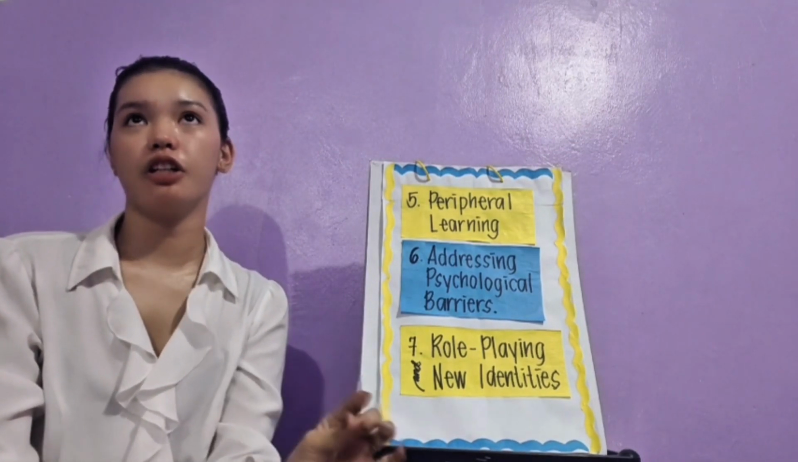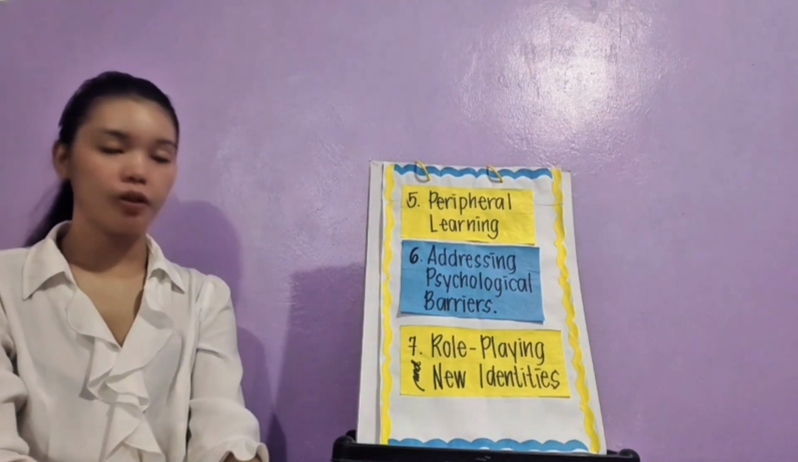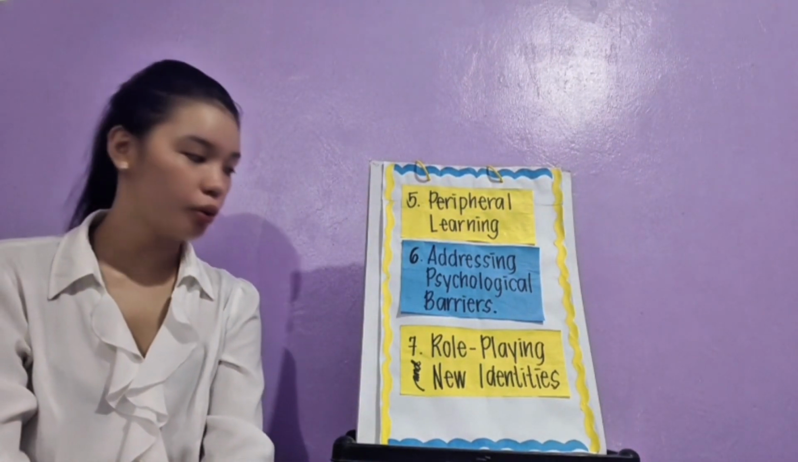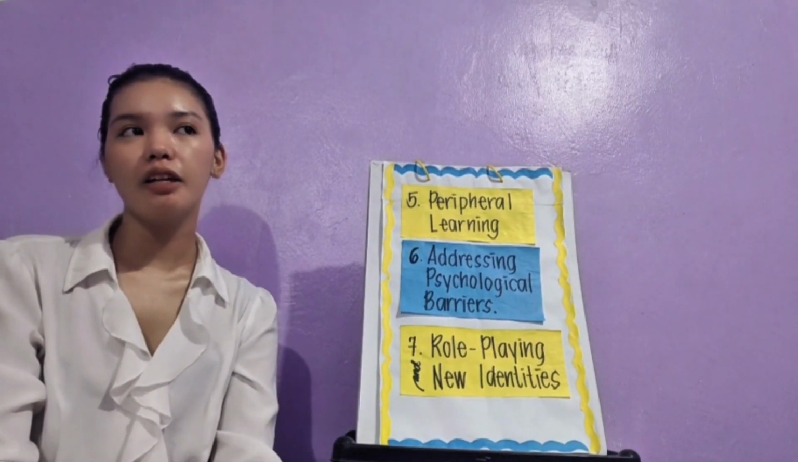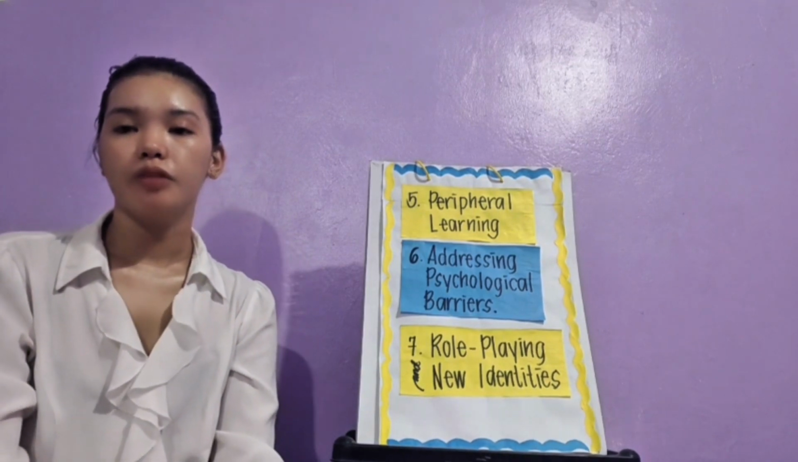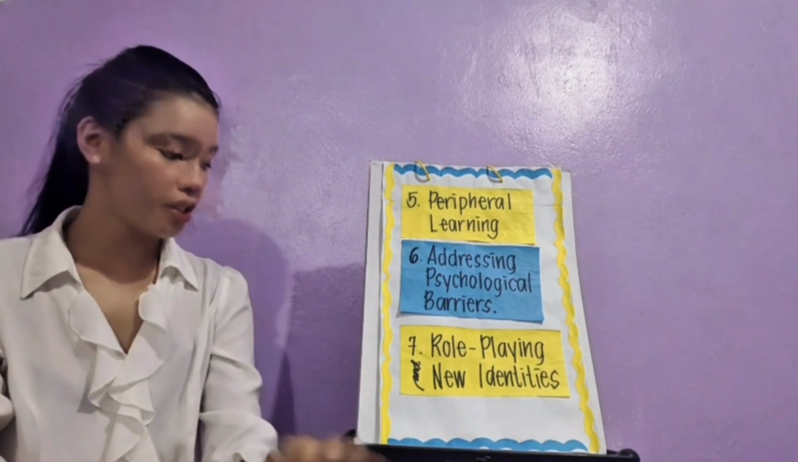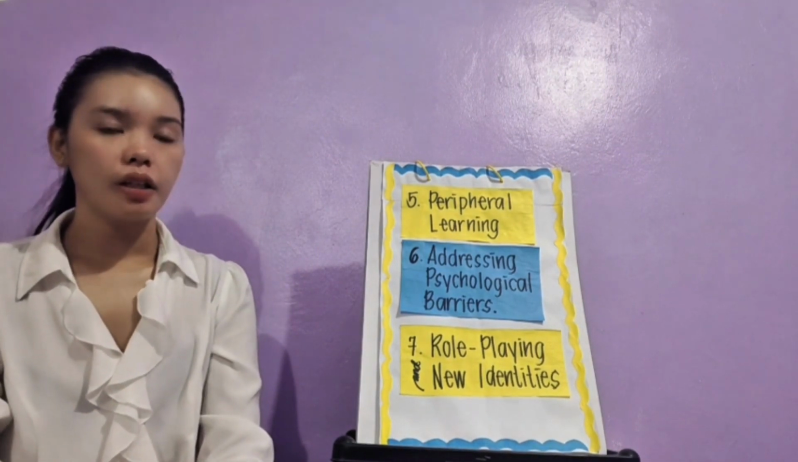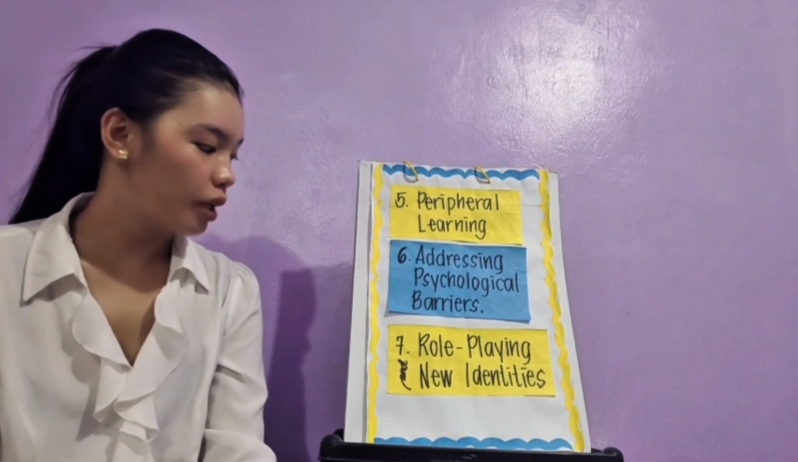Or yung psychological barriers. So, the seventh or the last principle of the Desuggestopedia is the role-playing and the new identities. Of course, when the teacher conducts activities na makakapag ng bata. Isa na dito yung role-playing.